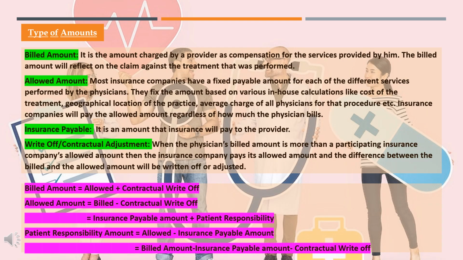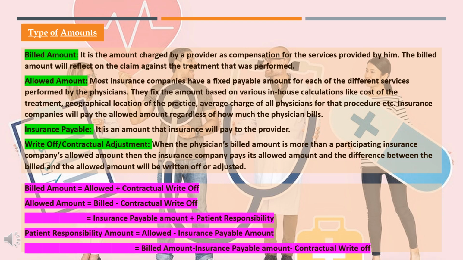After understanding the provider, patient, and insurance, our next topic is amount. So, let's understand the billed amount, allowed amount, insurance payable amount, and right of contractual adjustment amount. These amounts come into existence once a claim for medical services is billed to insurance. First, what is billed amount? It is the amount charged by a provider as compensation for the services provided by him. The billed amount will reflect on the claim against the treatment that was performed.